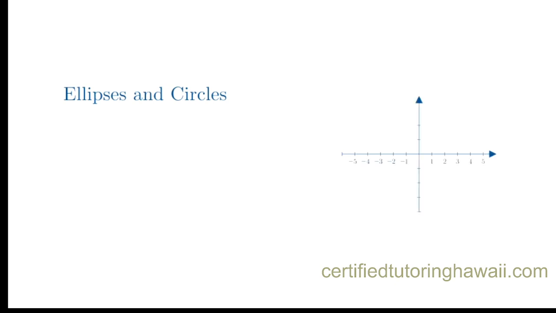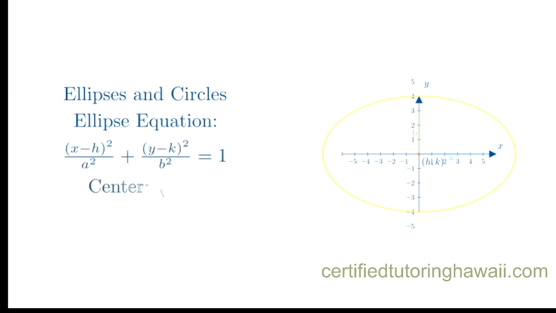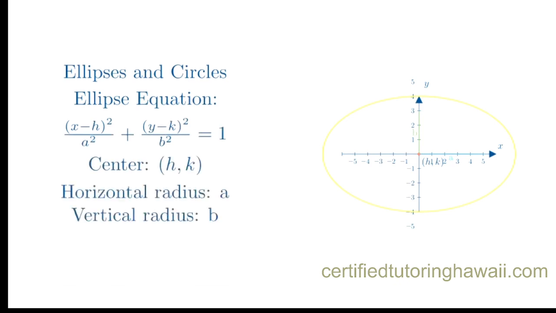Our next conic section is the ellipse. A circle is a special kind of ellipse, so we'll cover both together. In this scene, you will learn to write the equations for both ellipses and circles. An ellipse is like a stretched circle, defined by a center point (h, k), a horizontal radius a, and a vertical radius b. This means that the distance from the center to the ellipse along the x-axis is a, and along the y-axis is b. The standard equation for an ellipse centered at (h, k) is the quantity x minus h squared over a squared plus the quantity y minus k squared over b squared equals 1.